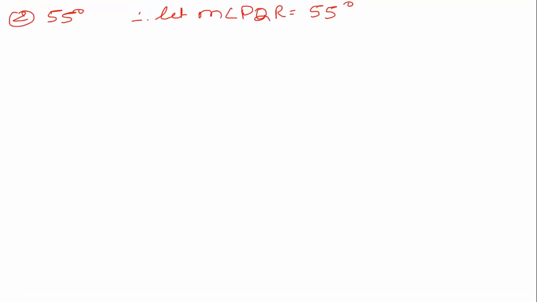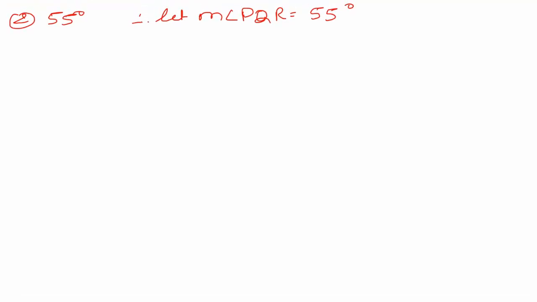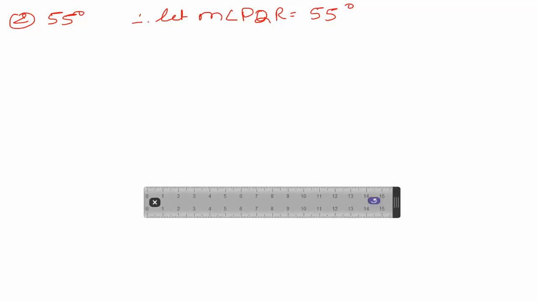Then we see the next. Draw the angle of 55 degrees. Second number, 55 degrees. Here, let measure of angle PQR be equal to 55 degrees. Let us draw the angle of measure 55 degrees. Let's start. To draw an angle of 55 degrees, we first draw a segment QR. Here is the segment QR.